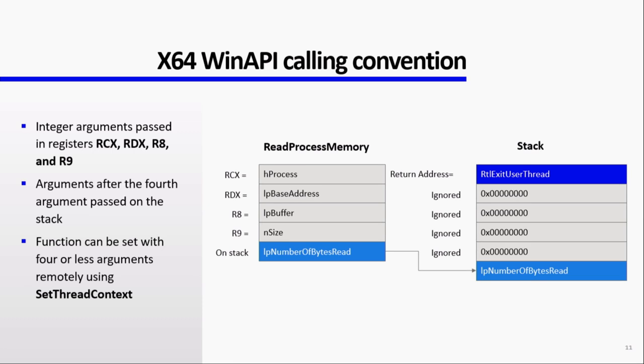Now, the x64 calling convention. In the x64 calling convention, the parameters are passed in registers. They are passed in RCX, RDX, R8, and R9.